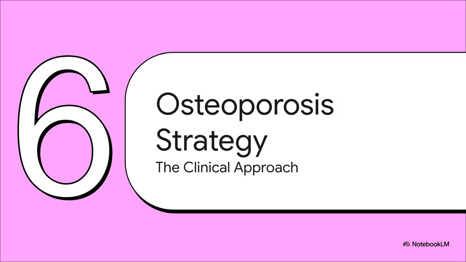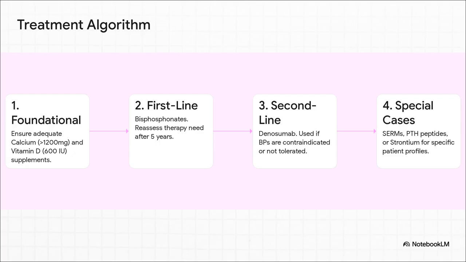Okay, deep breath. We've covered a ton of ground: the cells, the cycle, the master regulator, and all the major drug classes. Now, for our final section, let's pull it all together and look at a clear, step-by-step treatment strategy based on current clinical guidelines. So here's how this all fits together in a clinical treatment plan. Step 1 is the foundation for absolutely everyone. Make sure the patient is getting enough calcium and vitamin D.